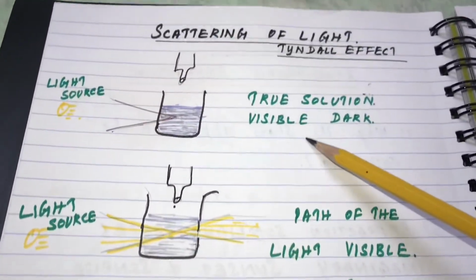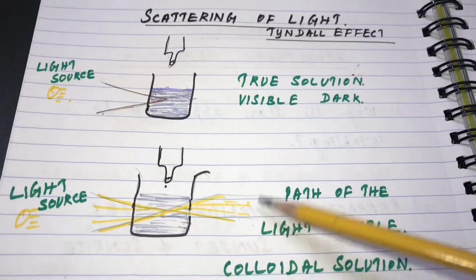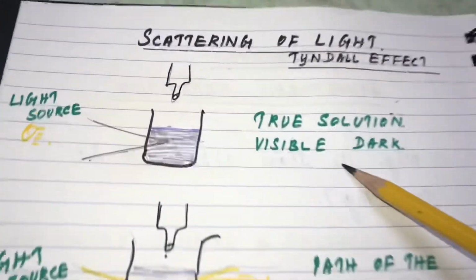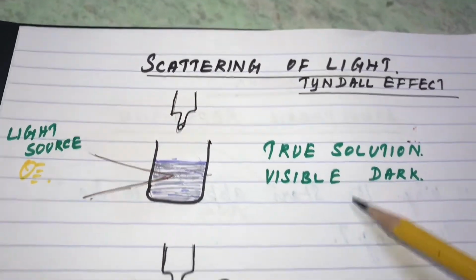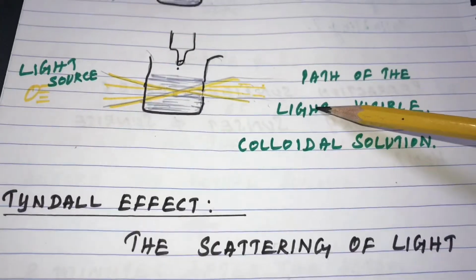All solutions do not scatter light. True solutions do not scatter light, while colloidal solutions scatter light.